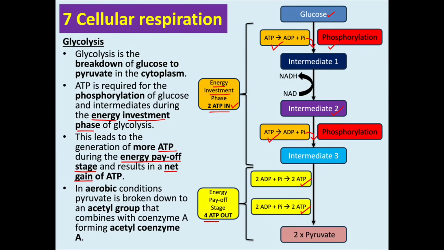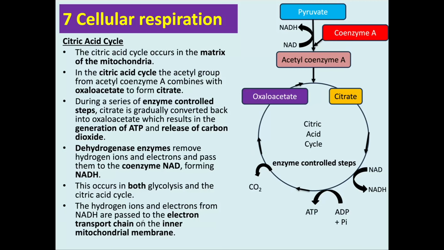And then lastly, we're in aerobic conditions, and the rest of this topic is going to assume that we are. That means we have oxygen. If that happens, pyruvate will be further broken down. This pyruvate here is going to be further broken down into another molecule, and that molecule is known as an acetyl group. Now, we'll talk more about that in the next slide. But that acetyl group is going to combine with something called coenzyme A to form something called acetyl coenzyme A. But we'll see that in the next diagram here.